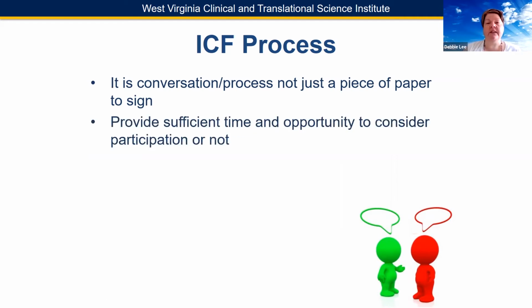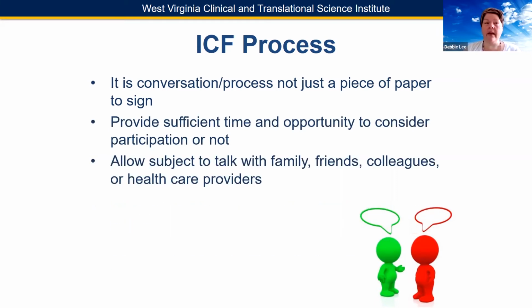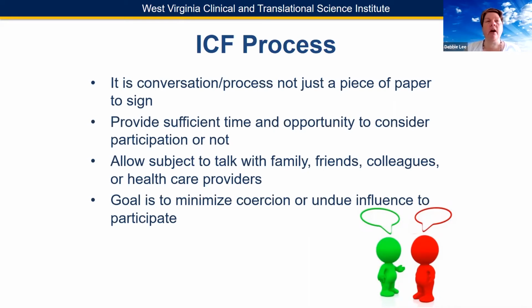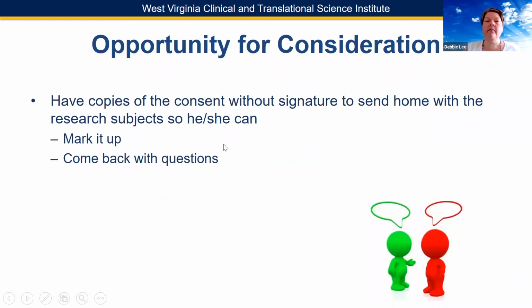You want to provide sufficient time and opportunity for them to consider whether to participate or not. So allow them to talk to their family, their friends, their colleagues, other healthcare providers. You might be seeing the patient as a specialist, and they might want to take that back to the healthcare provider that they've seen for the last 20 years, making sure they talk to them about it. So make sure you allow that opportunity, because our goal is to minimize coercion or any undue influence to participate. You want to give them opportunity for consideration.